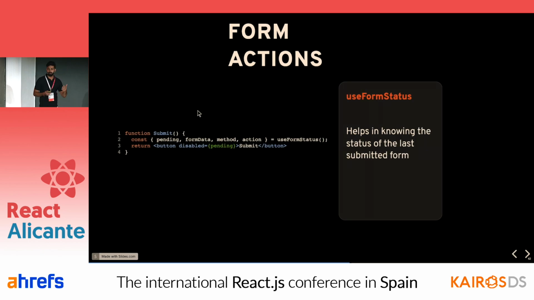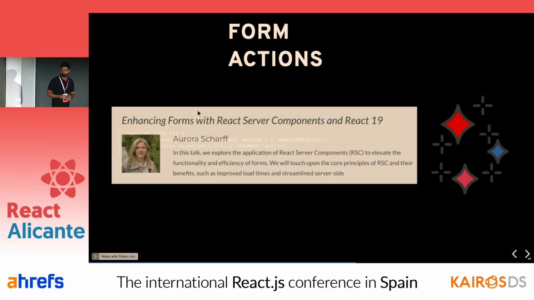Now let's say you had created a parent form component, and there are tons of different child components that you've divided it into. So use form status actually helps you to get the state of your parent form component in which this child is. For example, in the submit component, I am actually using use form status to know what the current state of this parent is. Is the form pending or not? What's the form data about it? And you can utilize it in your child components. So this is where use form status actually comes in handy.